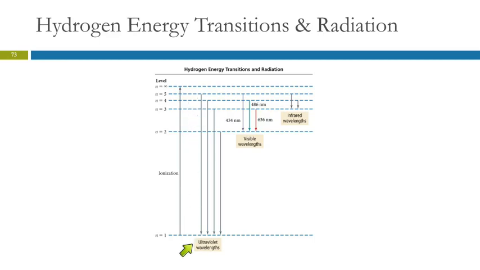So this difference in energy corresponds to an ultraviolet wavelength. This difference in energy corresponds to a purple light with a wavelength of 434 nanometers. This transition here corresponds to infrared wavelengths, so wavelengths that are too long for us to see with our eyes. Going from 4 to 2 gives us this sort of green line at 486 nanometers, and from 3 to 2 gives us 656 nanometers, a red line.